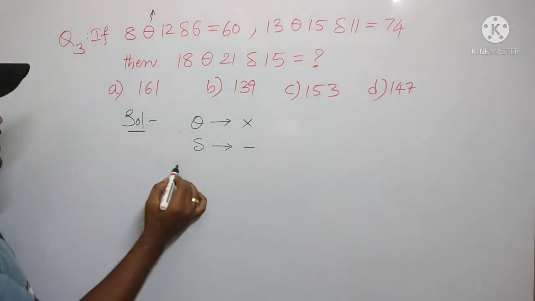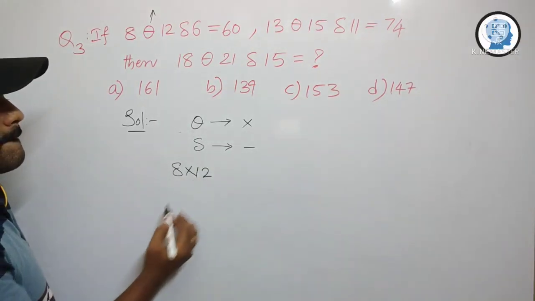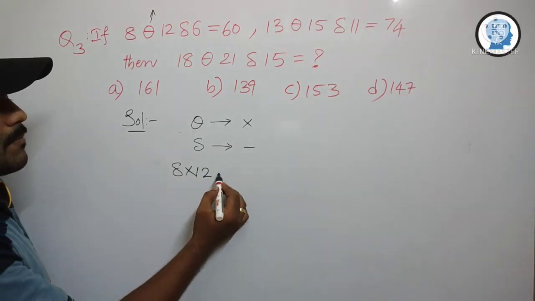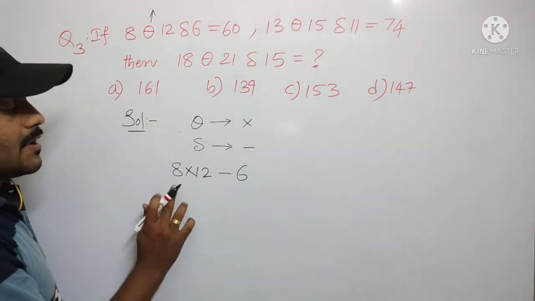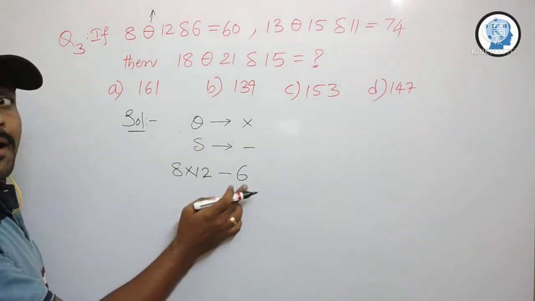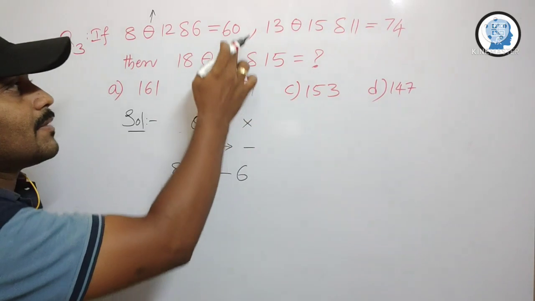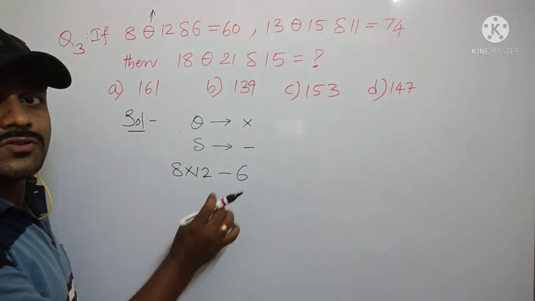So same thing do here. 8 into 12, 8 into 12 minus 6. 8 into 12 is 96. Minus 6 is 90 only coming. But I want 60. So I am making a small change.